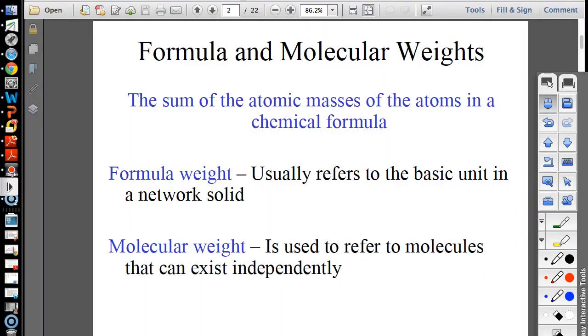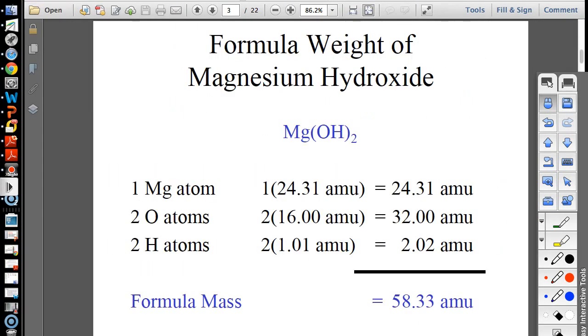So moving on to the next thing. If I wanted to find the mass of this, magnesium hydroxide, I'm not going to find the molecular mass, I'm going to find the formula mass because it's a formula unit. This is ionic, and hydroxide is a polyatomic ion. We should feel real comfortable with that.